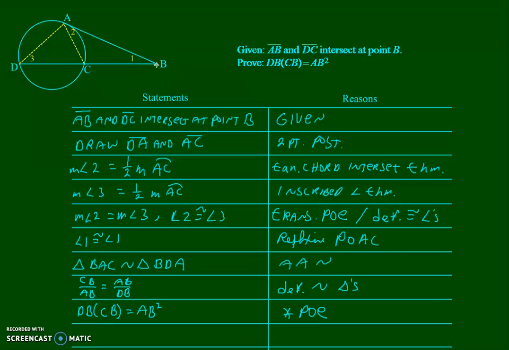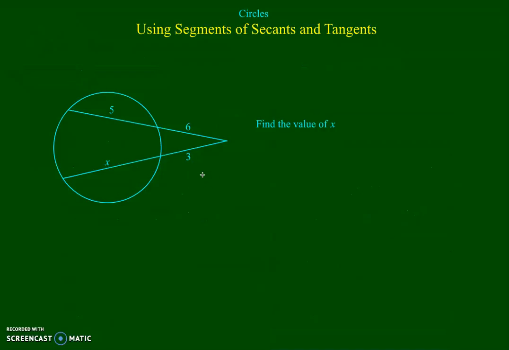Let's go ahead and use these last two theorems that we proved, that is the segments of secants theorem and the segments of secants and tangents theorem, and work with a few examples. This example is going to be one of the segments of secants theorem, and so we have two secants intersecting at a common point. We know that the entire secant segment times its external segment equals the entire secant segment times its external segment. We're charged with finding x, so let's begin.